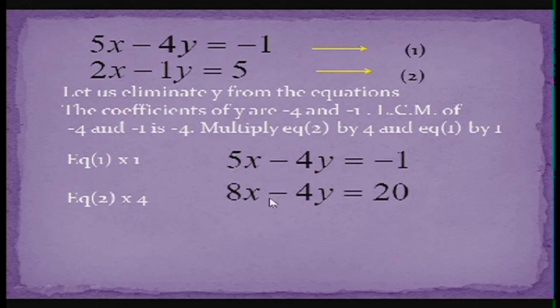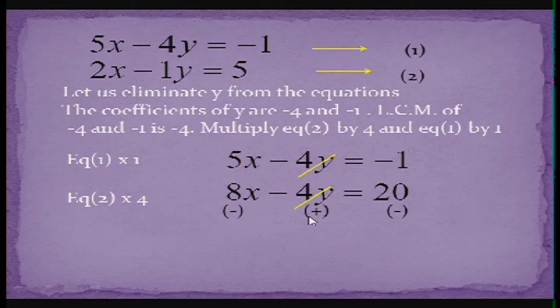If you observe, children, we have coefficient of y as minus 4 in both the equations. So, we cannot cancel them like this. They need to be of opposite sign. For that, what are we going to do? We can subtract. Then we observe we get minus 4y and plus 4y, which can be cancelled.